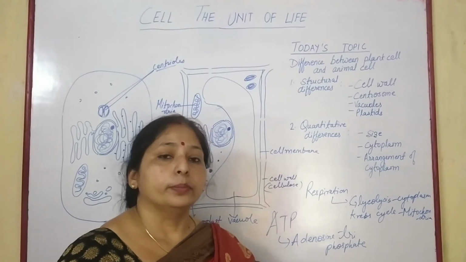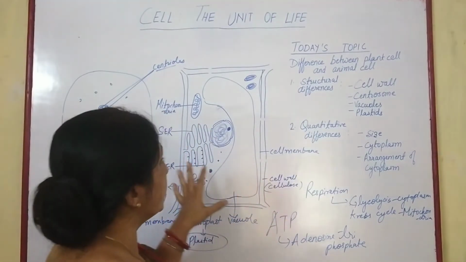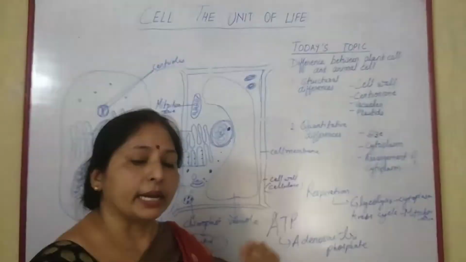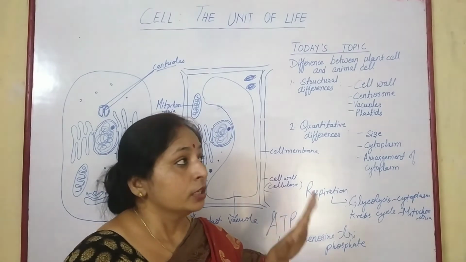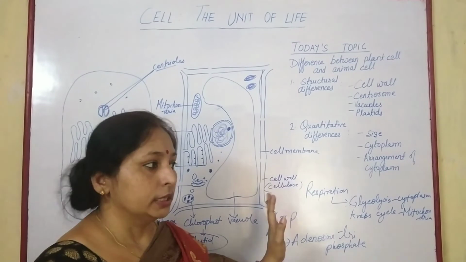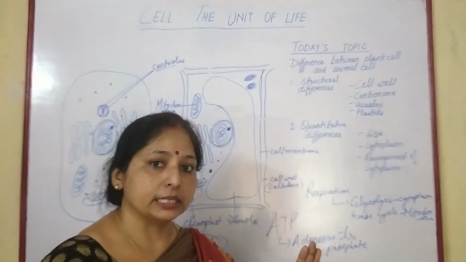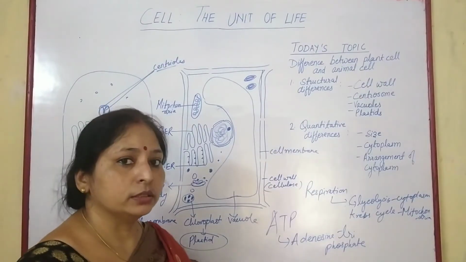In the next class, we'll discuss the cell organelles and their function: nucleus, mitochondria, endoplasmic reticulum. What is their role in the plant cell? This is an important question from this chapter, the difference between plant cell and animal cell. Basically, what we do is we are learning the differences.